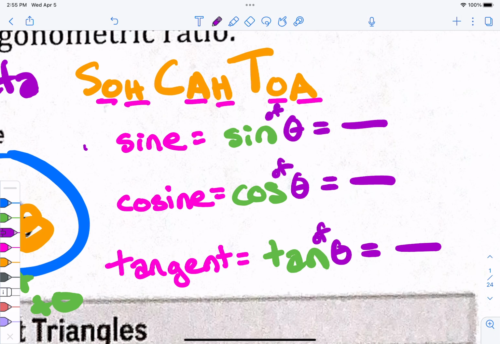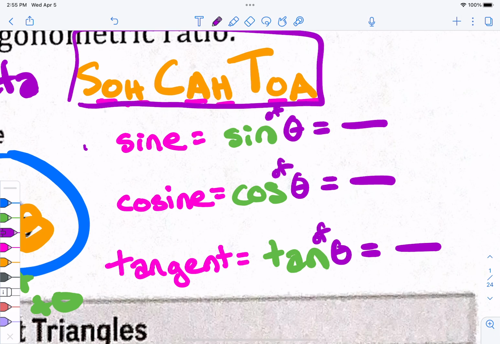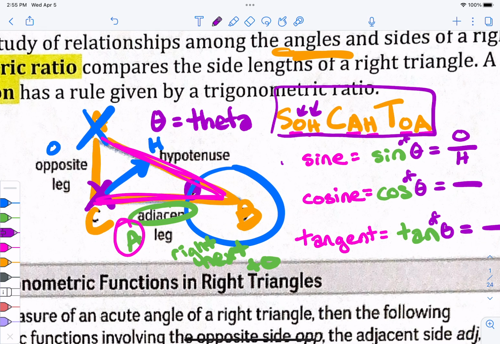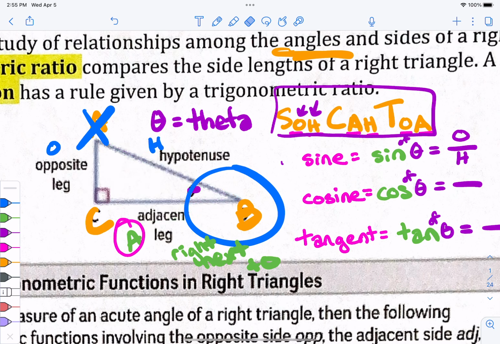All right, so here's the deal. Here's what we do. Because we have this mnemonic device, SOHCAHTOA, this tells me what goes over what. So sine is O and then H. Do you see that in my SOH? That means O goes on the top and H goes on the bottom. Does that make sense? So the deal here is if I go back to my triangle, let me erase some stuff here, okay? We have O and then H and then A and all that good stuff.